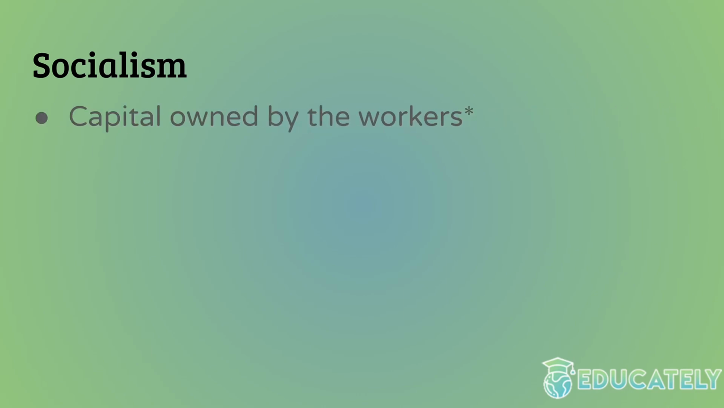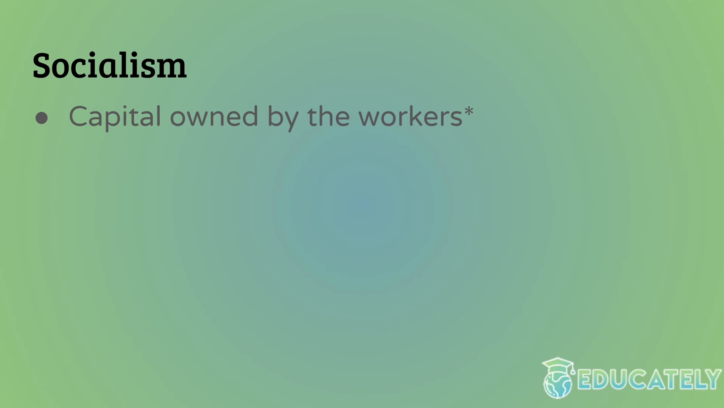So yeah, socialism is probably the hardest one. There's only one more we're going to talk about after this, but this is the hardest one to define, so bear with me. It's an economy where the capital is owned by the workers. I put an asterisk next to workers because a lot of people are going to argue that it's owned by the public or the government.